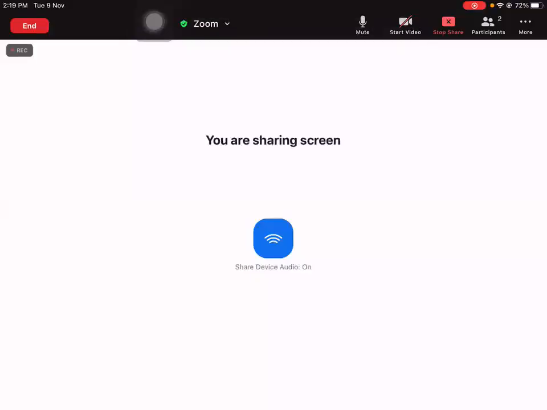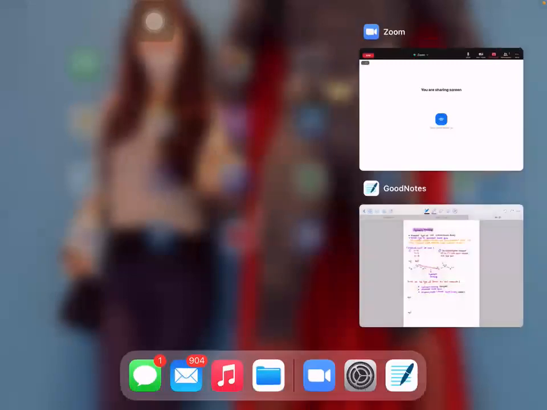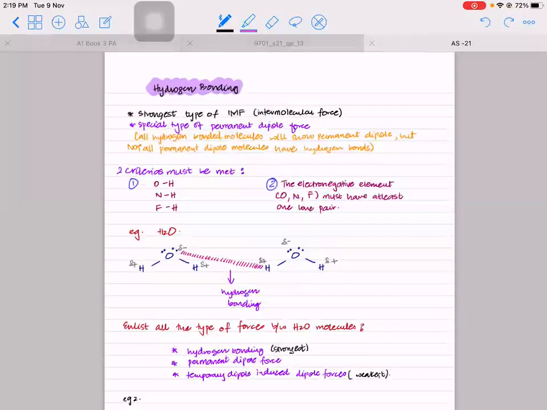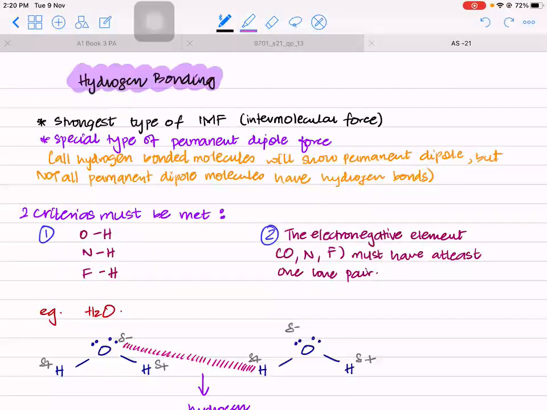All right. So let's start with hydrogen bonding. We had done hydrogen bonding yesterday, but let's go over it. Let's see the criteria. I told you the three types of intermolecular forces. You have temporary dipole, induced dipole forces, permanent dipole forces, and hydrogen bonding. Collectively, all three are known as van der Waals forces.